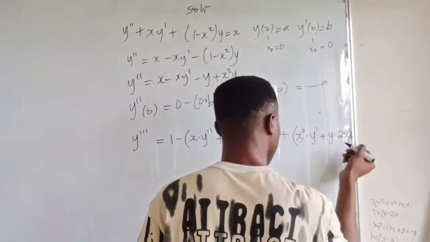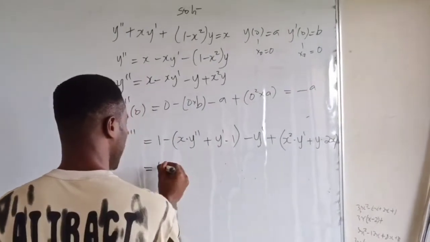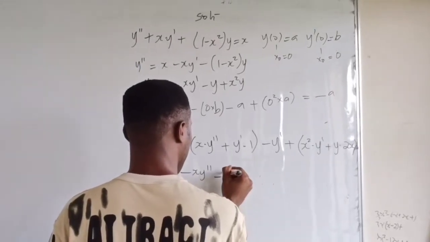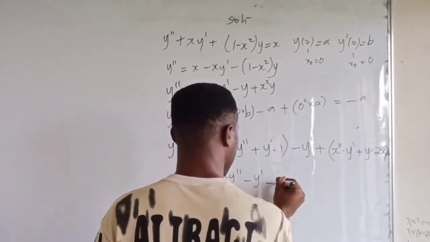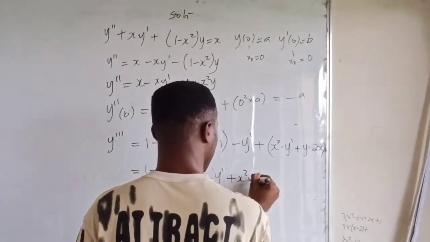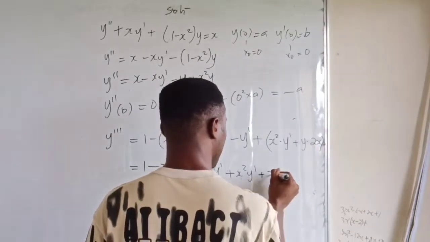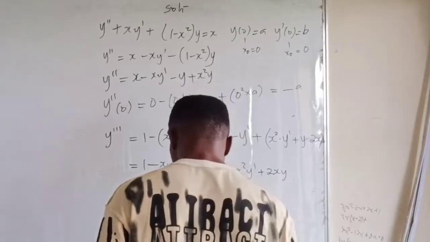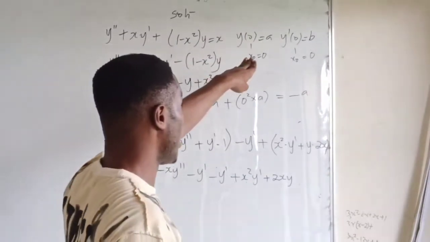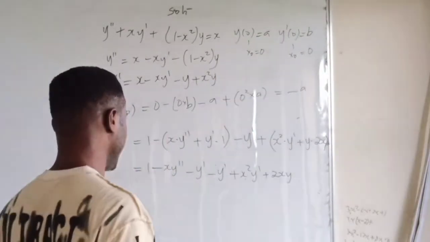It's going to give me 2x. So bringing out my whole solution gives me 1 minus xy prime minus y prime minus y prime plus x squared y prime. Of course, 2x times y will give me 2xy. Okay, so since we have gotten the third differential, the next thing I'm going to do is to apply our initial conditions to this third differential.